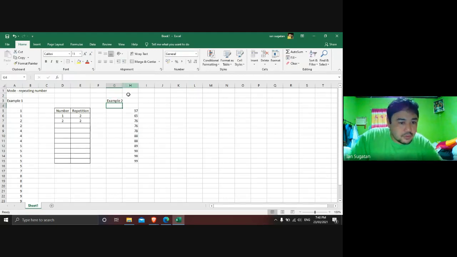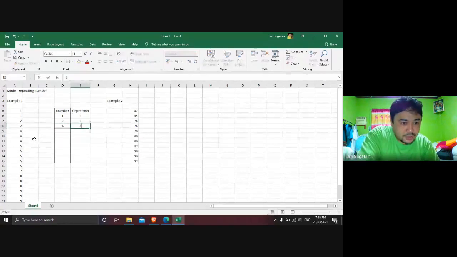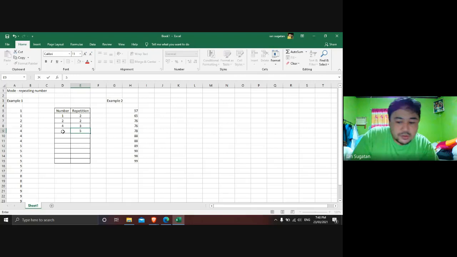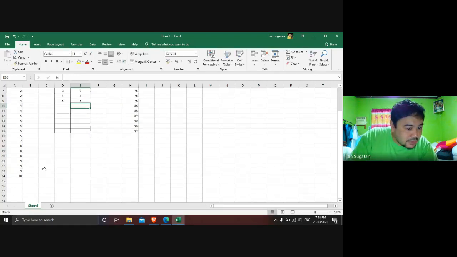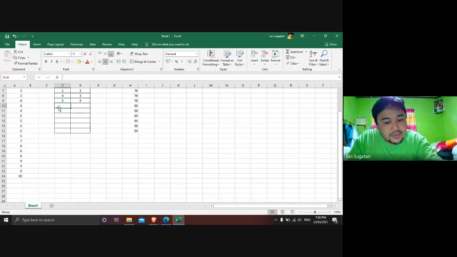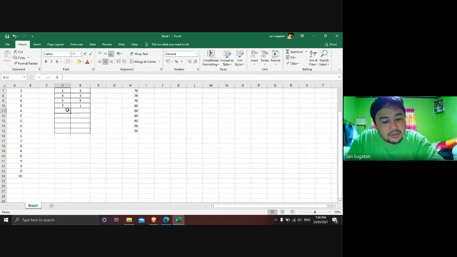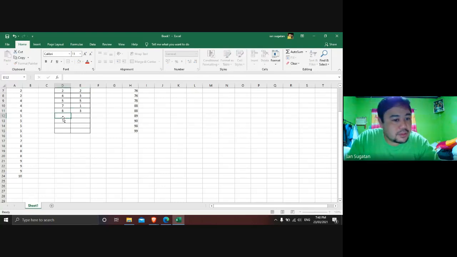Okay. Next is 4. So count how many 4s there are. That becomes number 3 because there are 3 4s. And then you count 5, 1, 2, 3, 4, 5. So 5 has 5 numbers also. Then next, 6, there's only 7. So 7, how many 7s? Only one. So we have 8, 3 8s. Okay, so 8, three. And then 9, three also. And then 10.